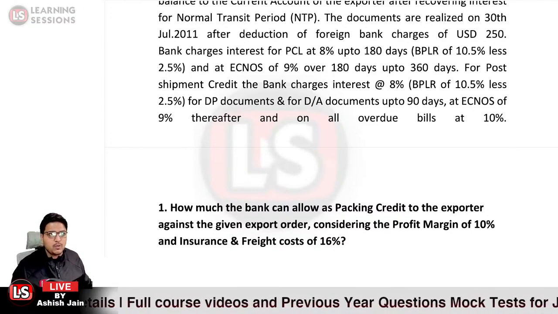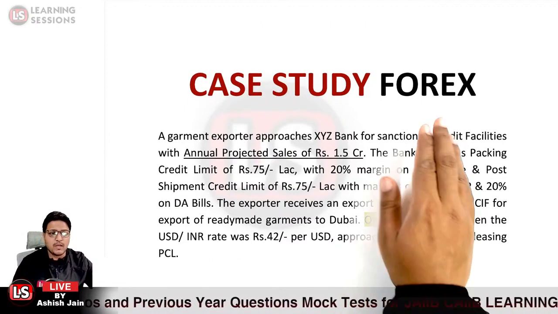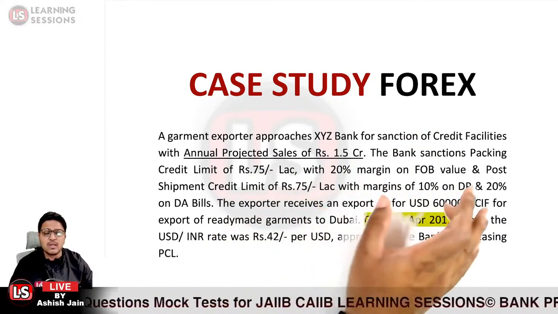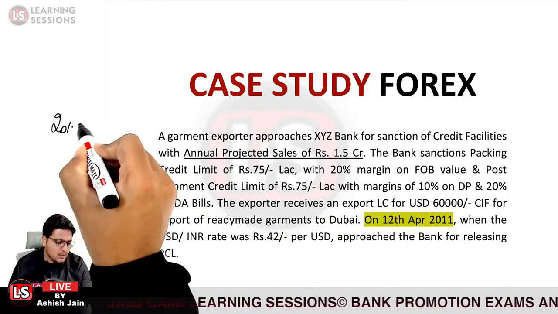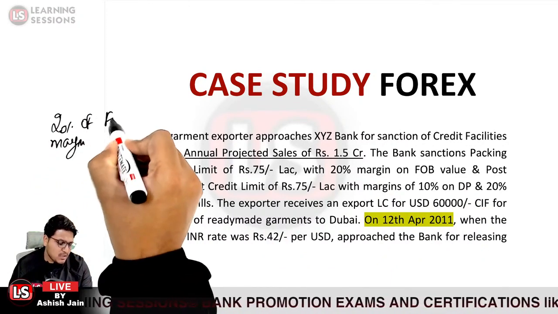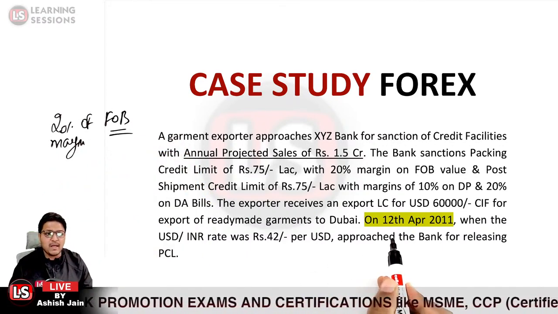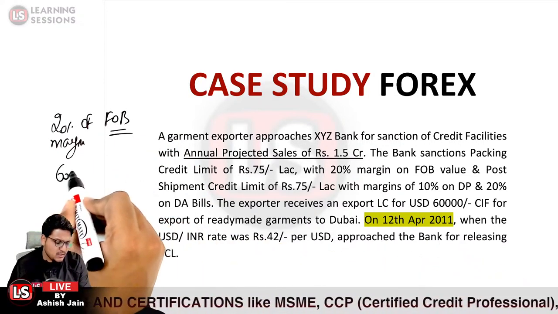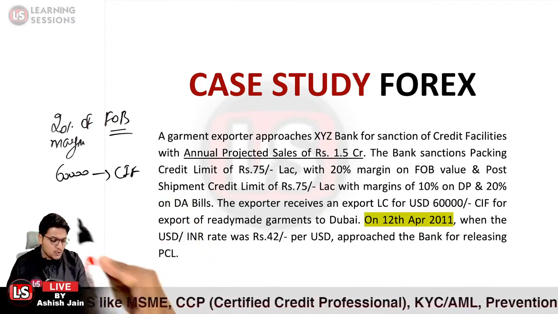I already told you that in the question itself, if you remember this particular point. Over here we are provided with what value? Basically the bank sanctioned 75 lakh rupees with 20% margin on the FOB value. That is a margin that is to be maintained, let me mention it over here, on the FOB value, that is the free on board value. But we are provided over here what? We are provided that the LC is basically 60,000 USD. The LC amounts to 60,000 USD, and that too at CIF. So we will be deducting what?